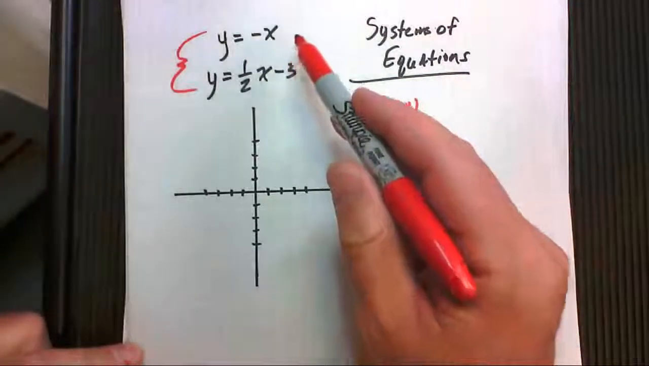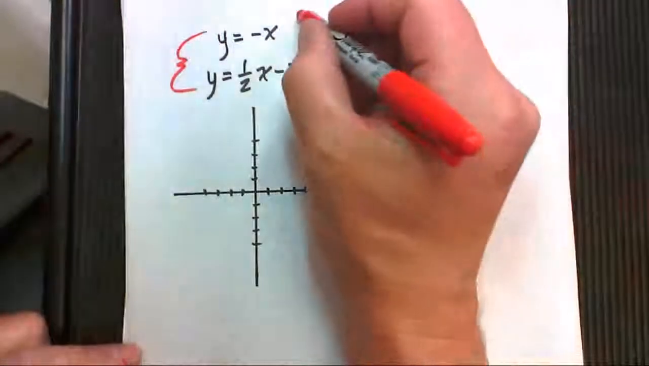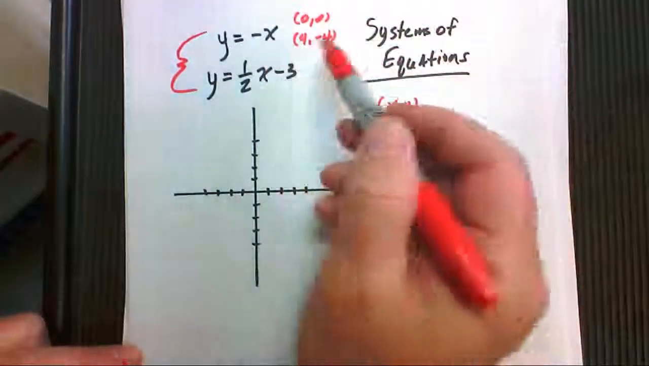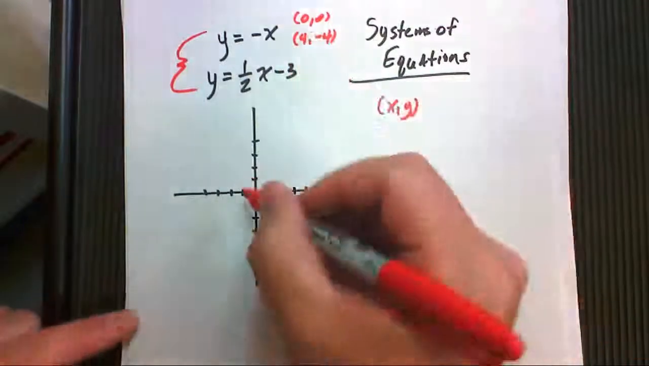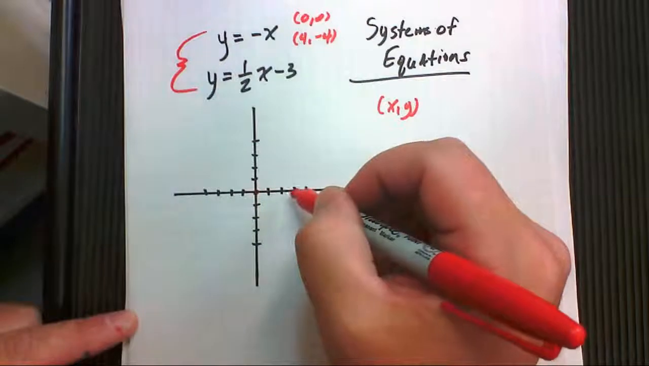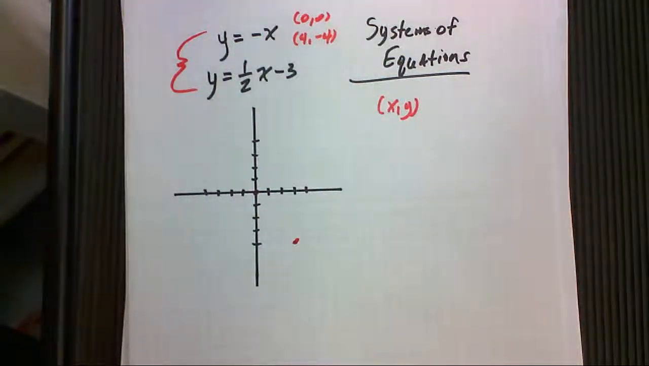Alright, so the first one right here. A lot of people find ordered pairs that work, like they say, oh look, 0, 0 works, and 4, negative 4 works. Those are values for x and y that you can plug in, and they'll both be true. 4, negative 4, right here. I prefer to graph it another way.